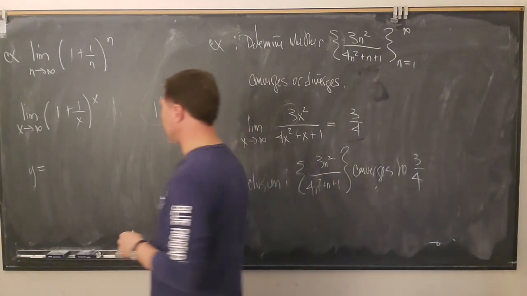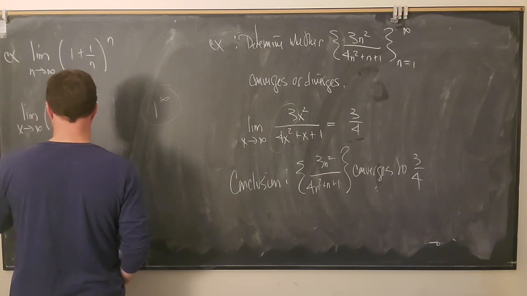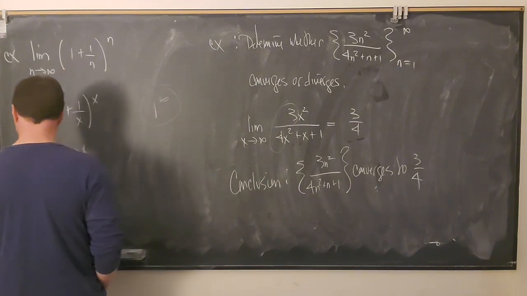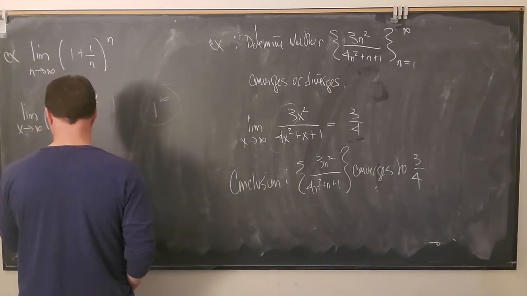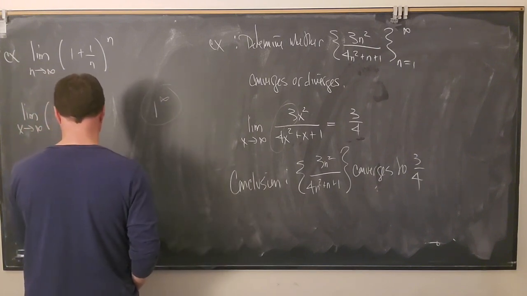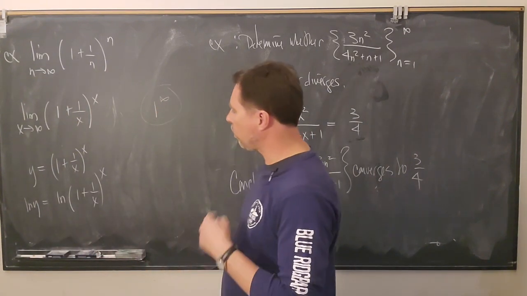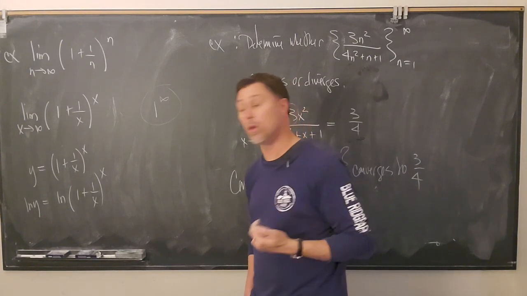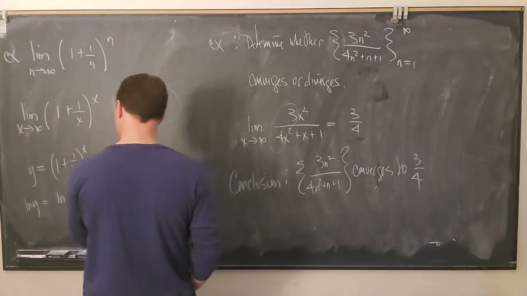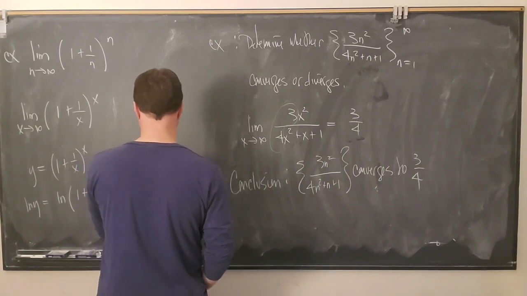And so here's the idea. I'm going to write y equals (1 plus 1 over x) raised to the x, and then I'm going to take the natural log of both sides. So natural log of y is equal to natural log of (1 plus 1 over x) raised to the x. And why do logs help us deal with exponents that are causing trouble? Because there's a rule of logs that says we can bring that exponent out front. So we have x times natural log of (1 plus 1 over x).